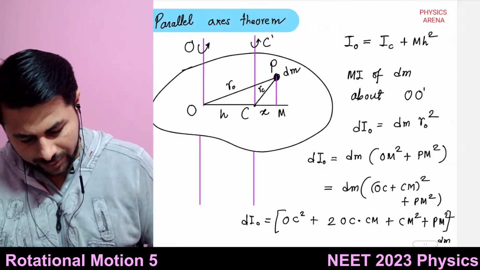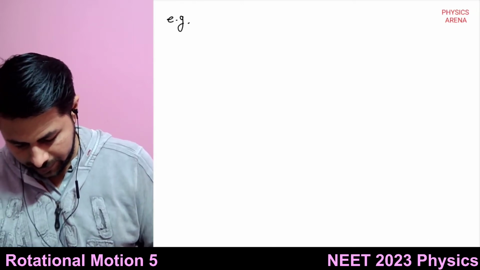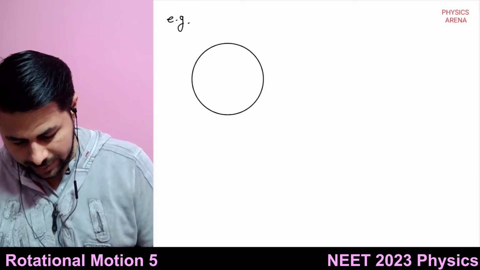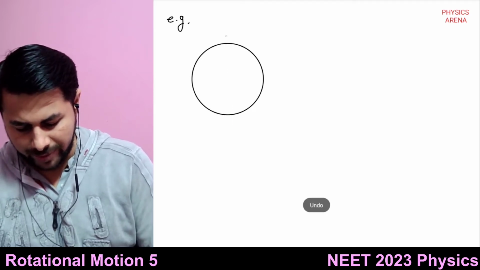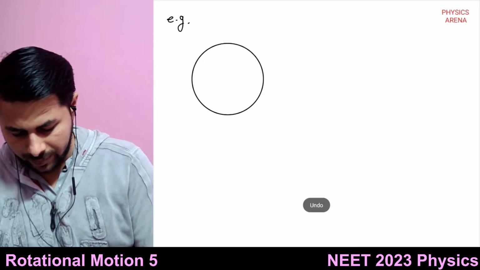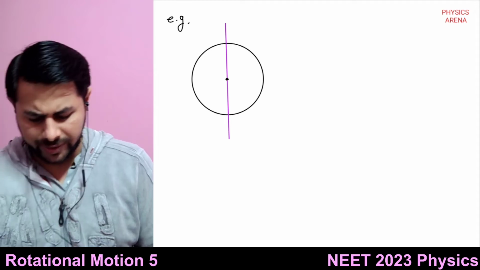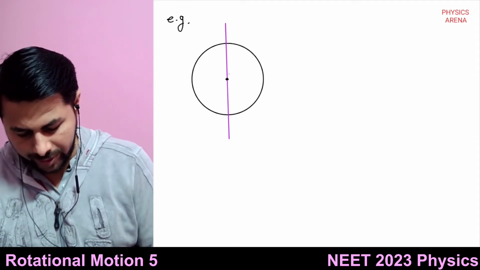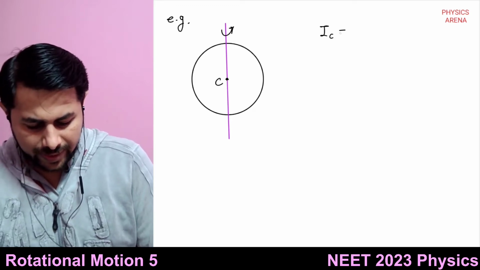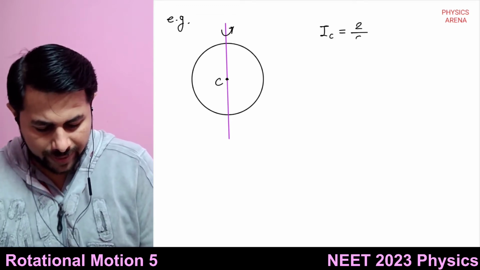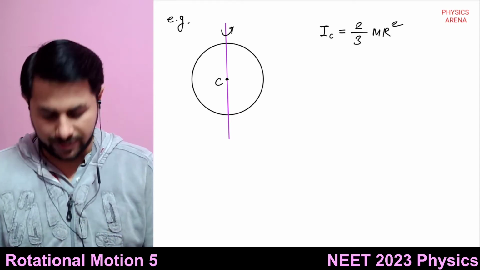Let's suppose you have a spherical shell. Its moment of inertia about this axis, which passes through its center of mass, that means center only. This is the center of mass. So IC for a spherical shell is 2 by 3 mr square. Okay, so we have to memorize this thing.